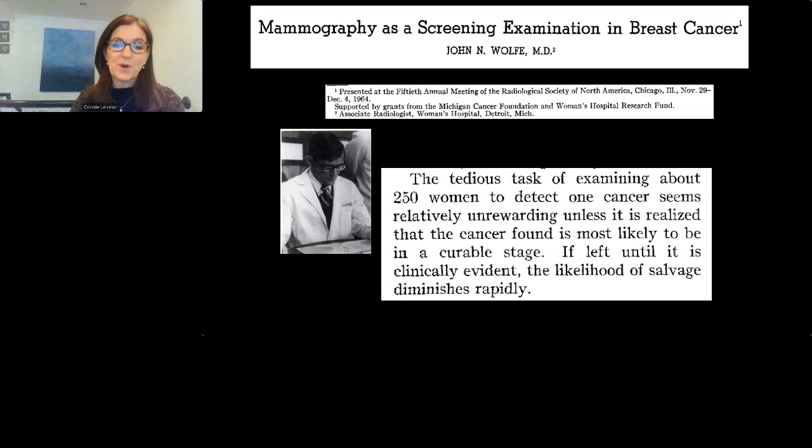These problems aren't new. One of my favorite radiologists in our history is John Wolfe, who identified so many of our challenges early on. It was 1967 when he wrote the article describing the tedious task of examining 250 women to detect one cancer. This is not a great human task, and it's becoming even more complex and more challenging with tomosynthesis. Rather than 4 views on every patient, we literally have thousands of images to review for every mammogram exam.